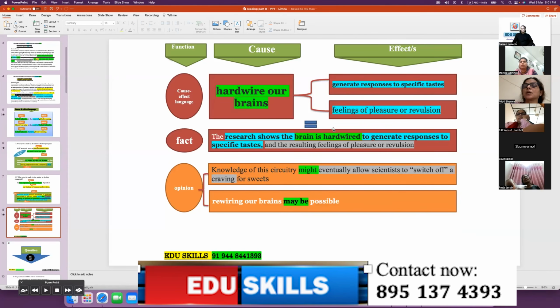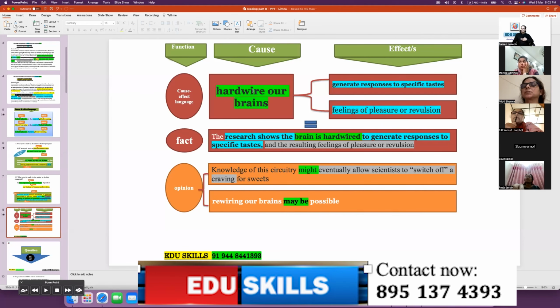So you see, I am telling you, don't confuse this. Another example, I am telling you how they have done it here also. See, cause and effect language: hardwire our brains, that is a cause. Effects are generate responses to specific tastes, and the second effect is feelings of pleasure or revulsion. Okay, two effects. The research shows the brain is hardwired to generate responses to specific tastes and the resulting feelings of pleasure or revulsion. So two effects, one cause.